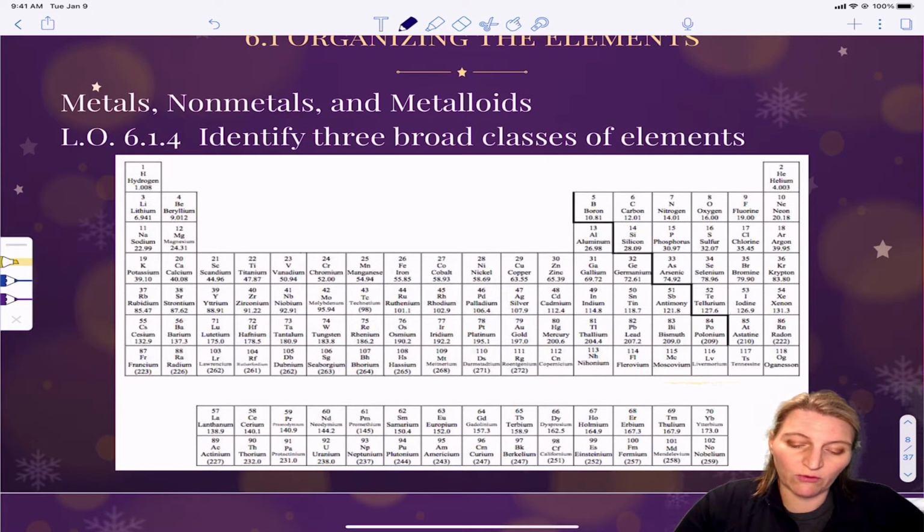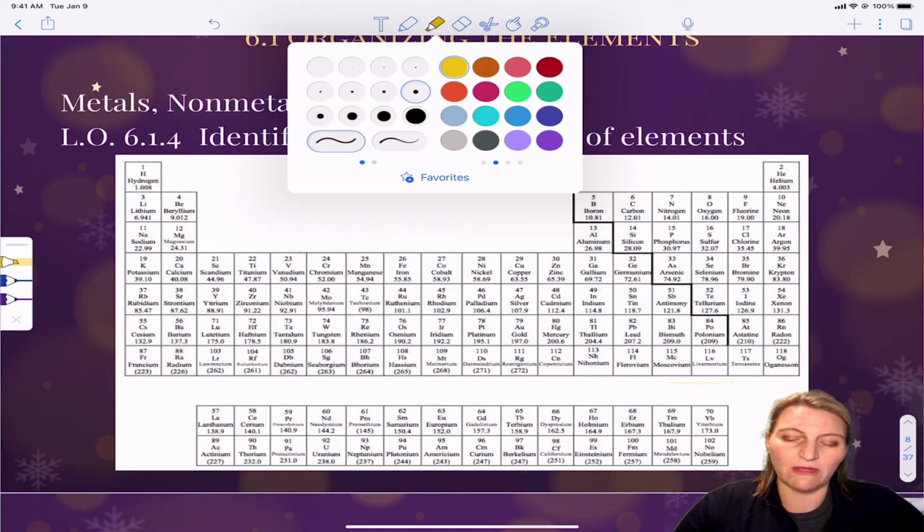table. The first thing that we're going to do is highlight an area that is called the metalloids. So metalloids are elements that have properties of both metals and nonmetals. And if you look at your periodic table, you'll notice on the right-hand side, there's a bolded line that looks like a staircase. This line separates the metals on the left from the nonmetals on the right. But the elements that touch that staircase have properties in between, and we call them metalloids. So you want to color in every element that touches that staircase with the exception of aluminum.